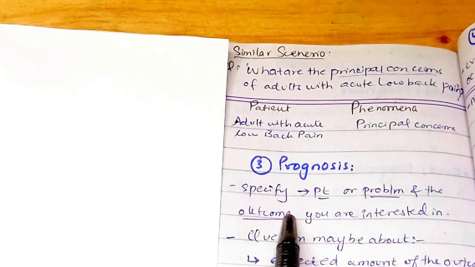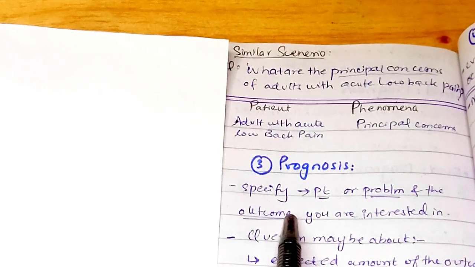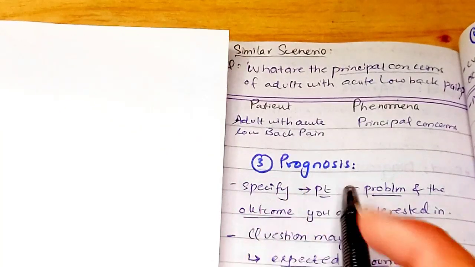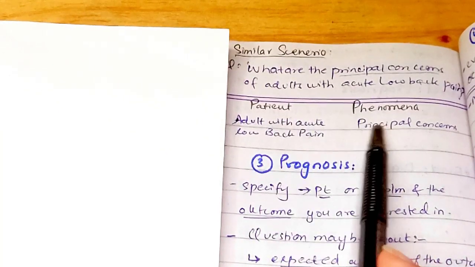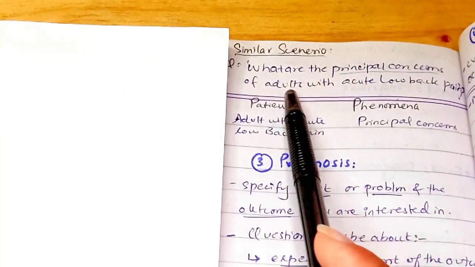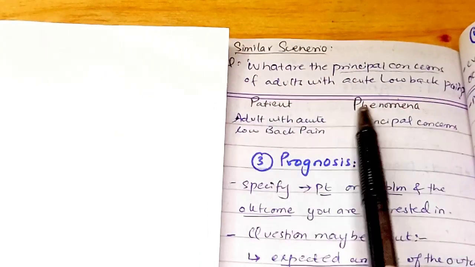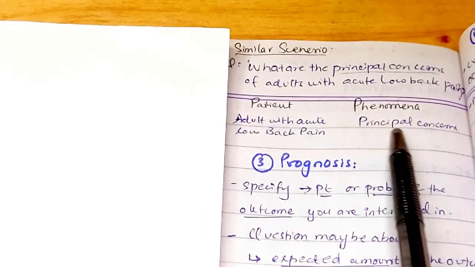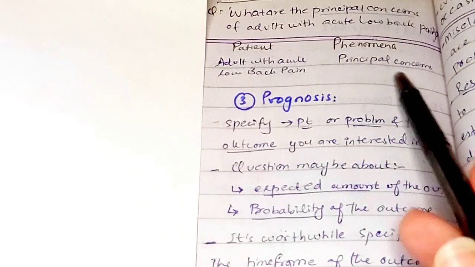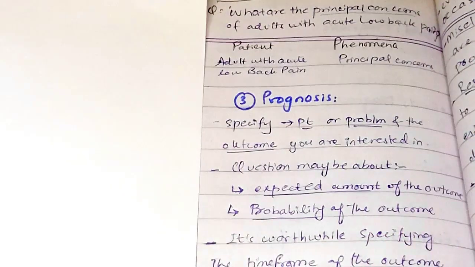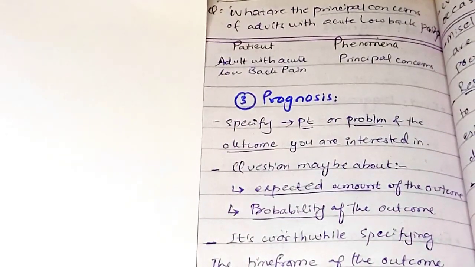For the questions of intervention, we divided the question into four parts, PICO. But in the question of experience, we are going to divide it into two parts, the patient and phenomena. The patient here is again the patient with acute low back pain, and the phenomena here is the principal concern. That is, what he believes is important to him according to the condition is going to be his principal concern.